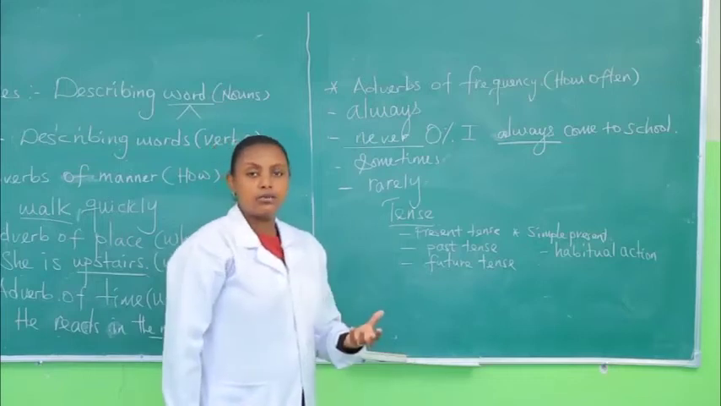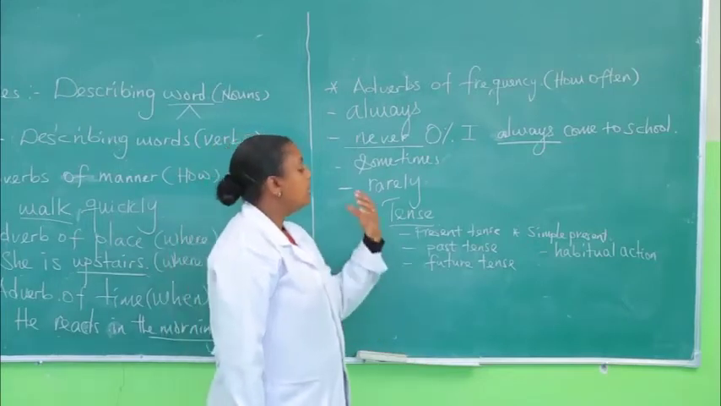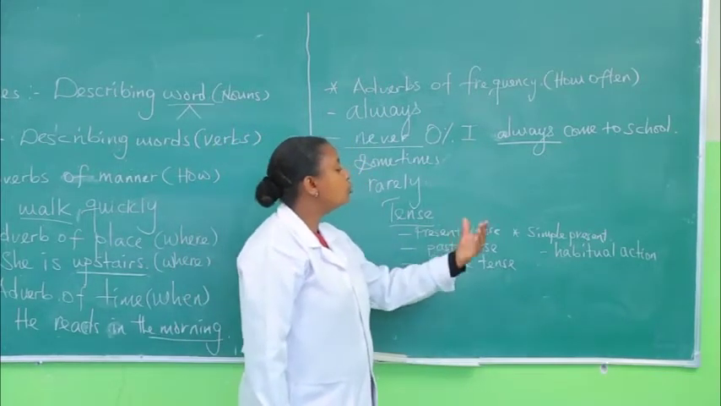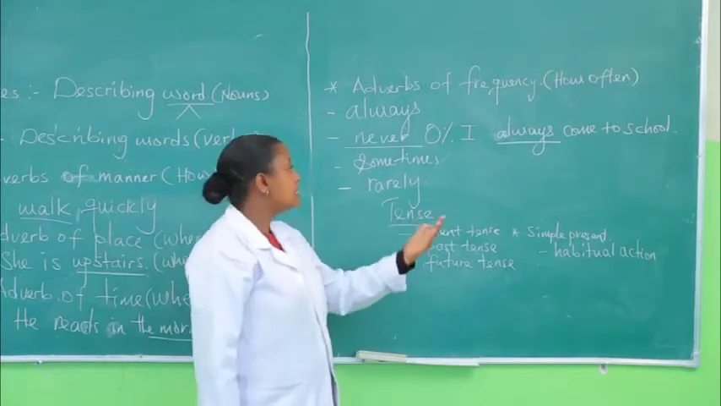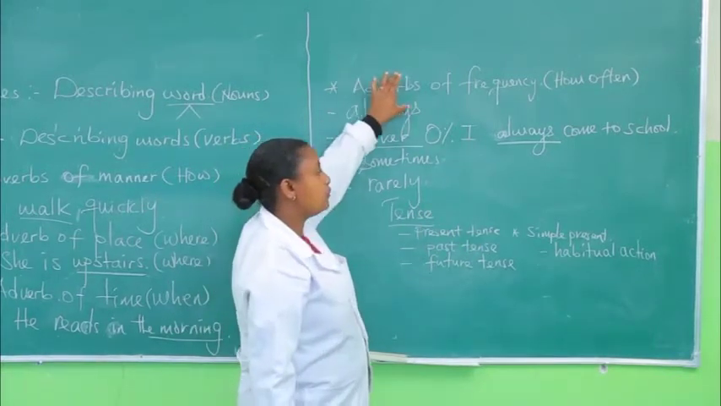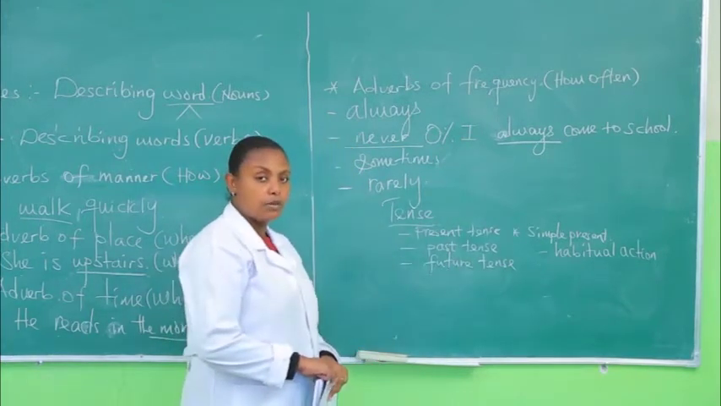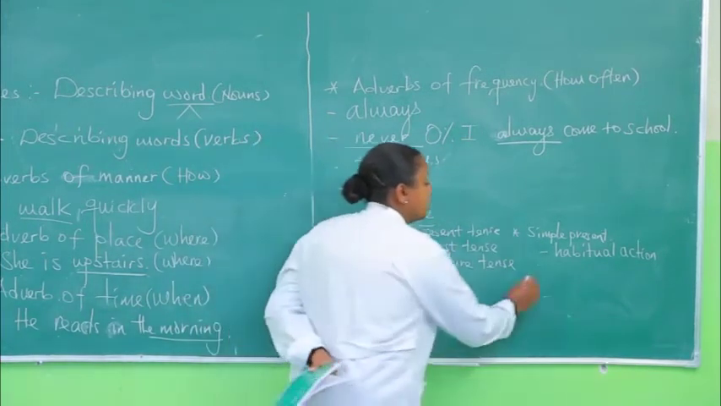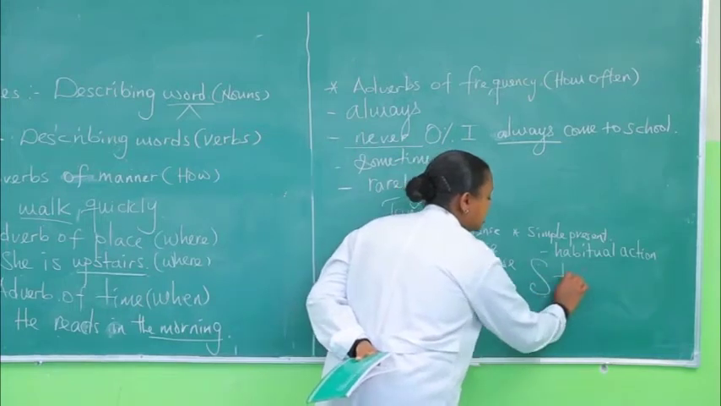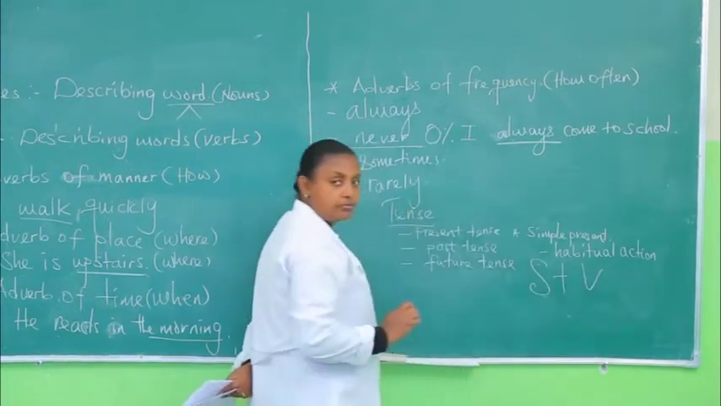These are habits we always do. So for these kind of things, if you want to use how many times the action is repeated, you are going to use adverbs of frequency with simple present tense. You remember the form of simple present tense? I hope so. Subject plus verb.